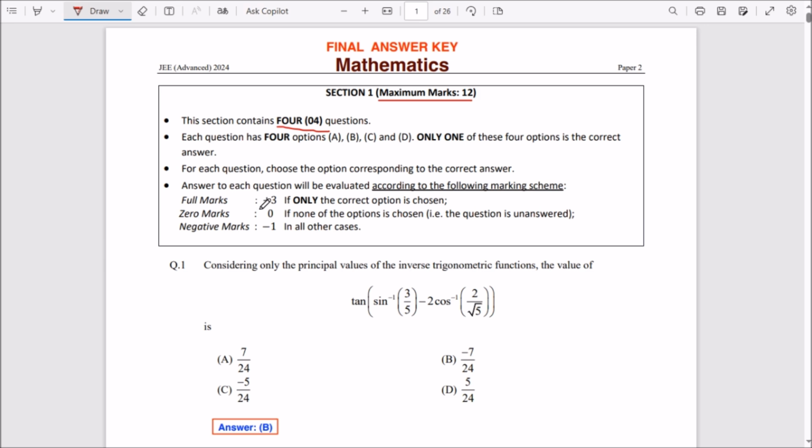Full marks will be allotted if only the correct option is chosen, that is plus 3. If you do not attempt these questions, you will not get any marks, 0. And negative marks, if you choose the wrong answer, you are going to get minus 1 mark. Let us see the questions.